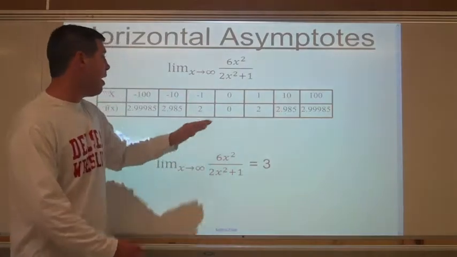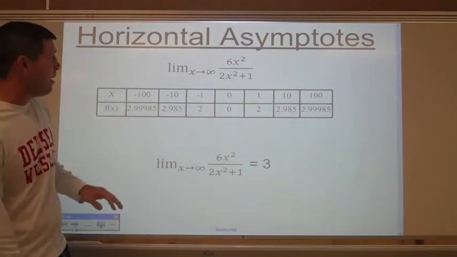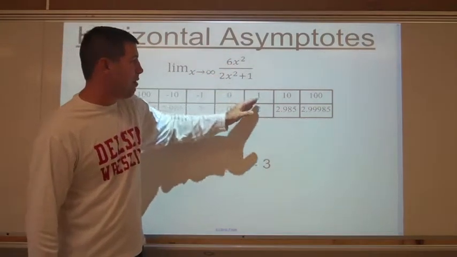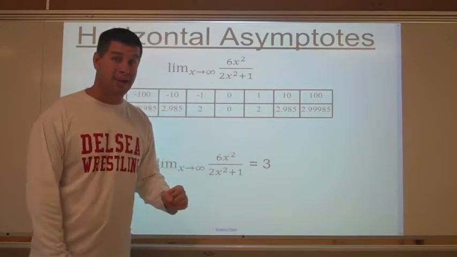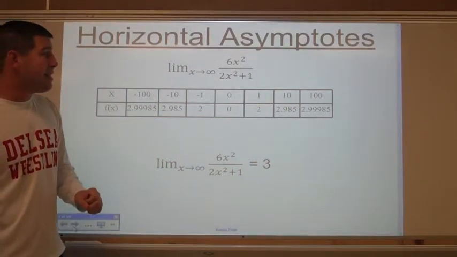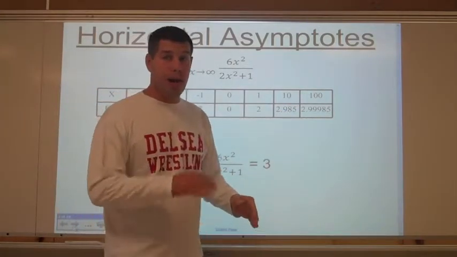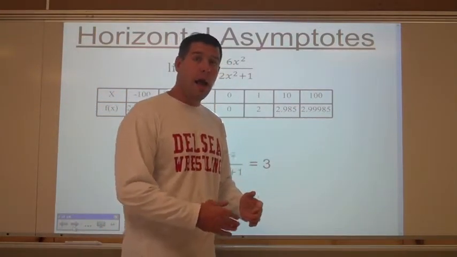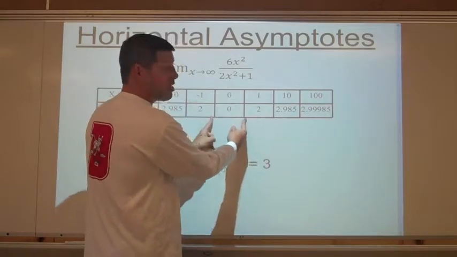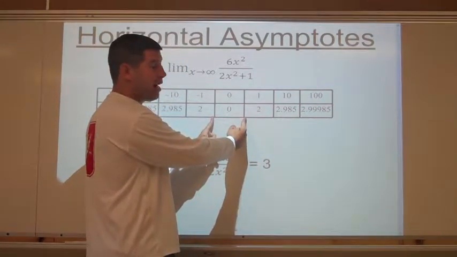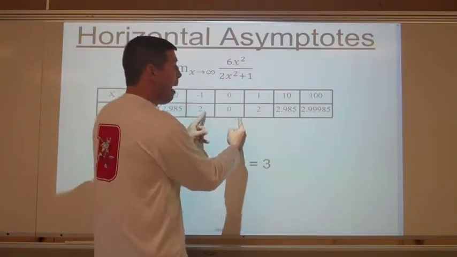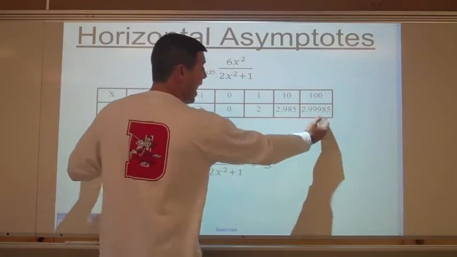The same to the left, 2.985, 2.99985, because these are squares doing the same thing, the positive and the negative. You can see that as the numbers get big, the value seems to be approaching 3. Y wants to be 3. Instead of it happening as we get towards a number, as we did with limits in the first section or chapter, it's happening as we get away, as we go to the ends.